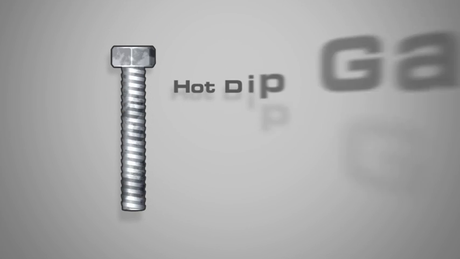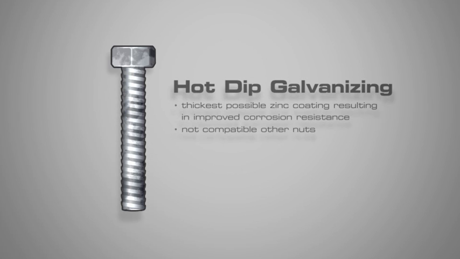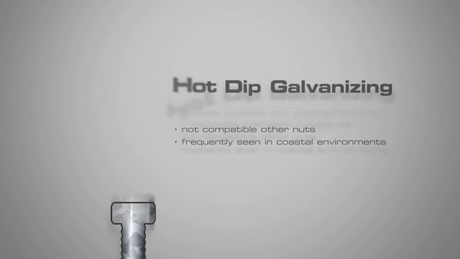Hot-dipped galvanizing is another coating where a layer of zinc is applied. Hot-dipped galvanizing puts the thickest possible coating on the metal, resulting in improved corrosion resistance. Due to the thickness of the coating, these bolts are not compatible with other nuts. Hot-dipped galvanized fasteners are frequently seen in coastal environments.